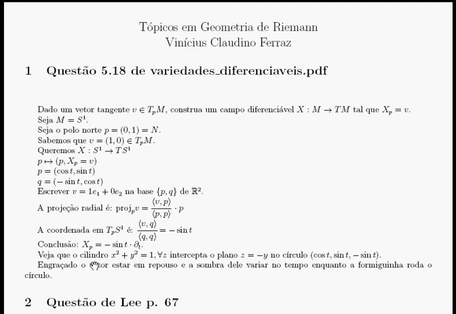Note that the cylinder x² + y² = 1 for all z intersects the plane z equals minus y at the circle (cos t, sin t), coordinate of p, and minus sin t, coordinate of X_p.